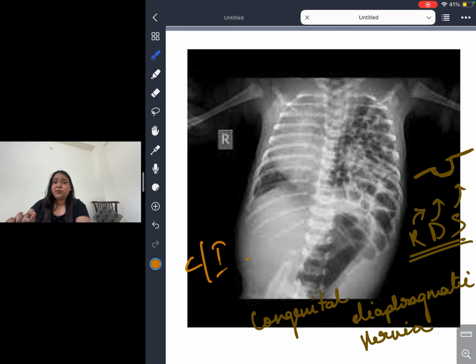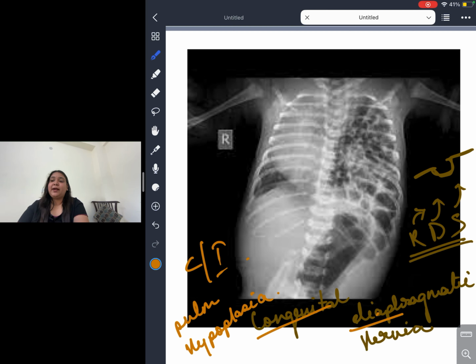And the most common cause of death in these patients is pulmonary hypoplasia. So this was all you need to know about congenital diaphragmatic hernia.